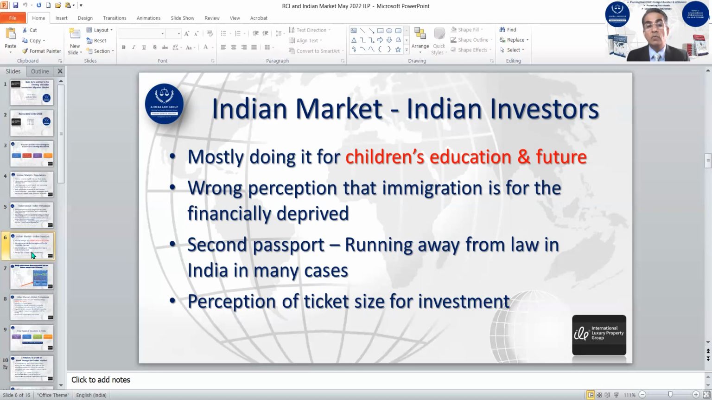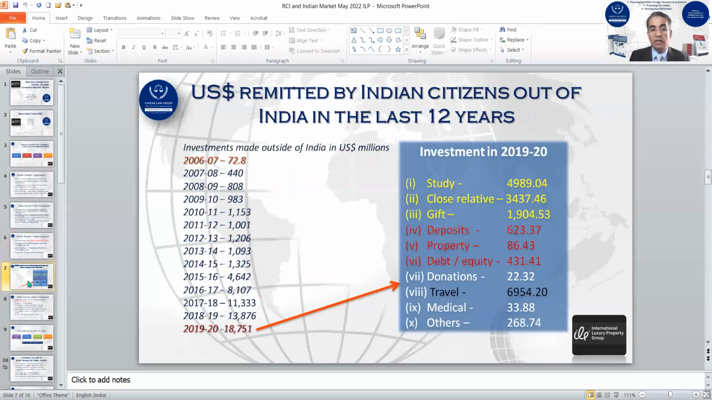And why are we saying that the parents' interest is in the children's education and futures? That's our conclusion based on the clients coming to meet us in our office, but also our central bank, the Reserve Bank of India, publishes every month the amount of money remitted or invested out of India. If you look at the last 12 years of data, year by year it has increased, and just before COVID, the remittance out of India was almost $19 billion US.